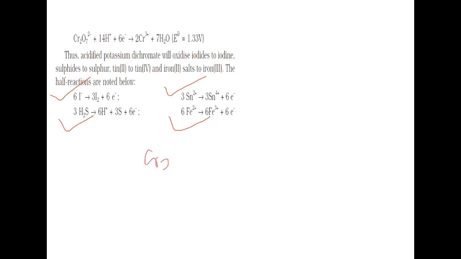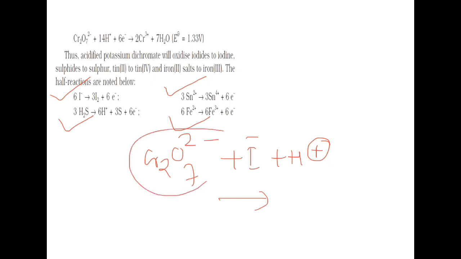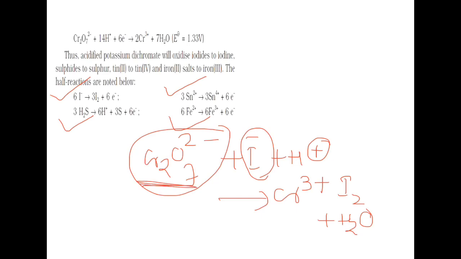You may write the equation. For example, dichromate combined with I minus in the presence of H plus. The dichromate in acidic medium is converted to chromium 3 plus, and I minus is converted to I2, and H plus in the form of water. So oxidant dichromate is converted to chromium 3 plus, I minus reductant is converted to I2. Iodide to iodine, hydrogen sulfide to sulfur, stannous to stannic, and ferrous to ferric.